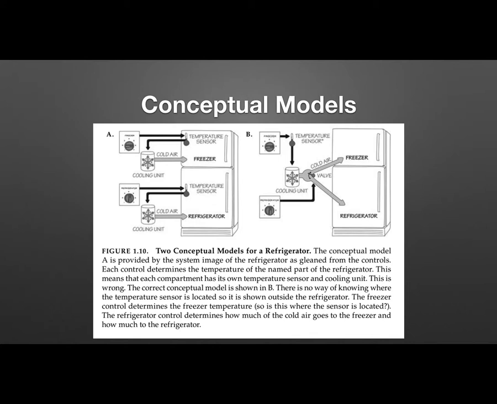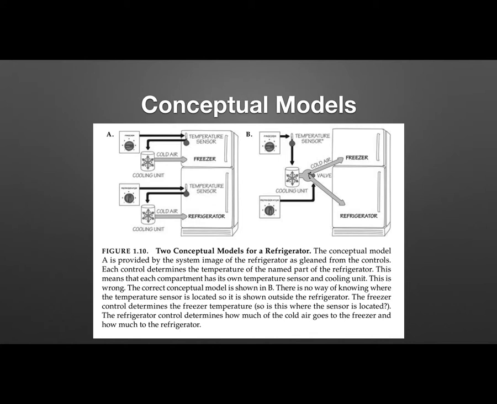In this case, you have a single temperature sensor. It's in the freezer. You have a single cooling unit, and there's a valve. And so the cold air is going to both the freezer and the refrigerator. The refrigerator control is changing the valve, while the freezer control is adjusting this temperature matching that's going on. It's a very non-intuitive way of looking at this.